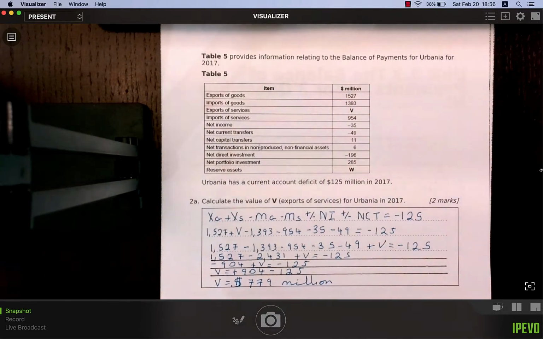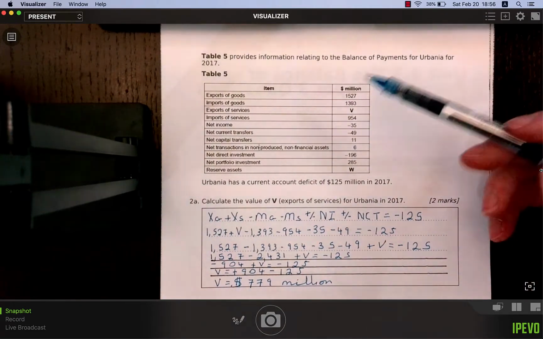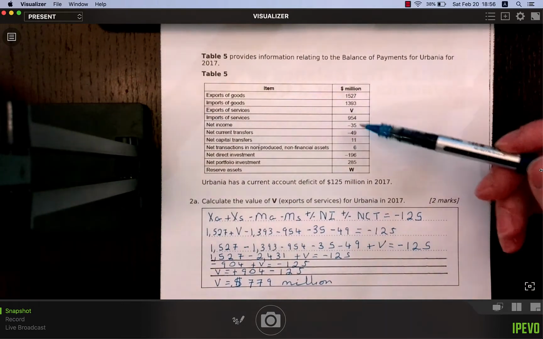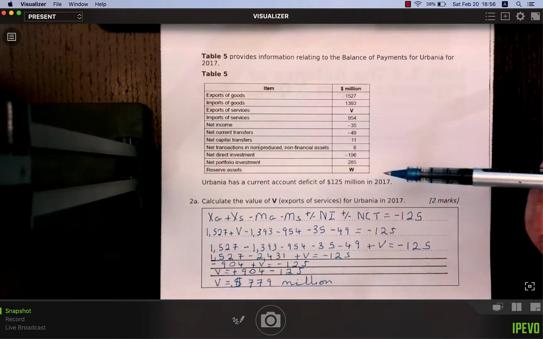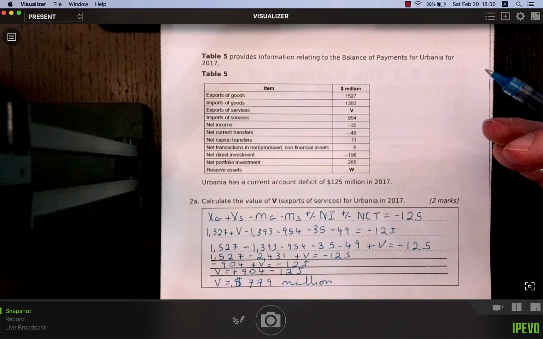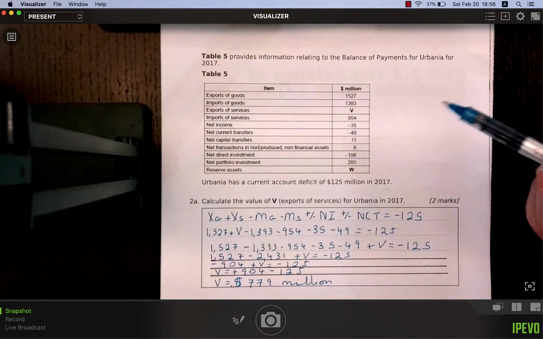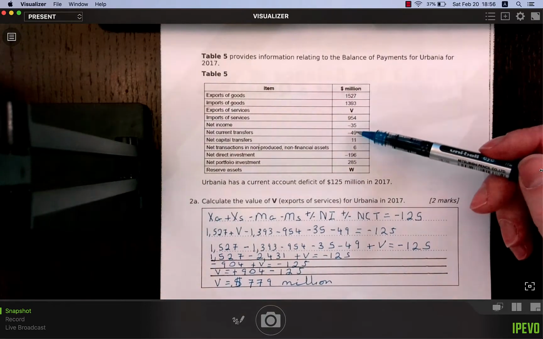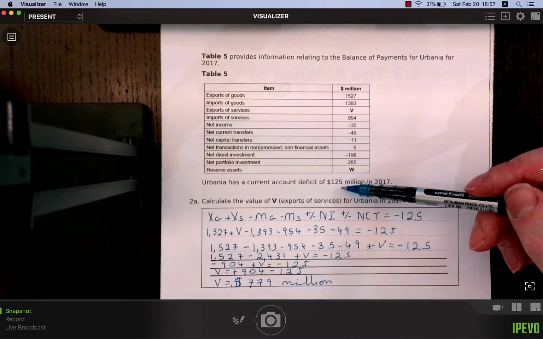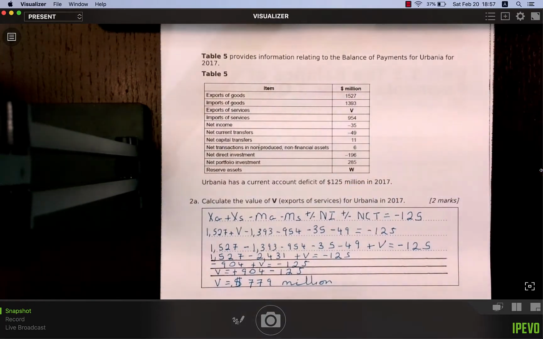All we're doing, and this is the way it will always be, is the current account, the capital account, and then the financial account. Keep that in mind as well, please, guys. That's usually at least the way they do it. And we know that all of these added together have to equal minus 125 because we were told in the question that there is a deficit on the current account of 125 million. Hope all of that makes sense.